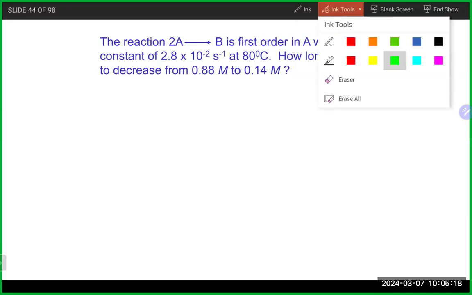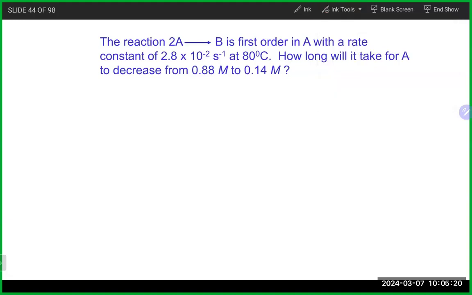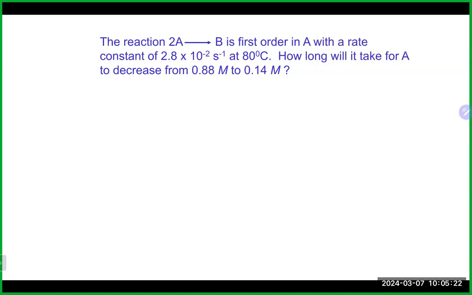Okay, so let's take a look here and see how we're doing. A couple of things. They were nice enough to tell us it's first order, but if they didn't, they did give us the value of the rate constant, and we do see the units of reciprocal seconds. So that is what should tell us that it is first order, and we need to use the first order integrated rate law. A lot of times they will not tell you that.